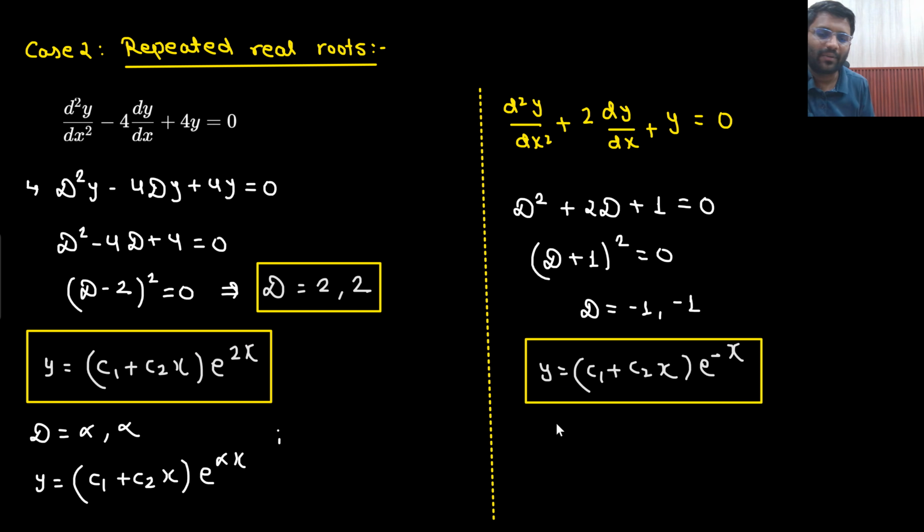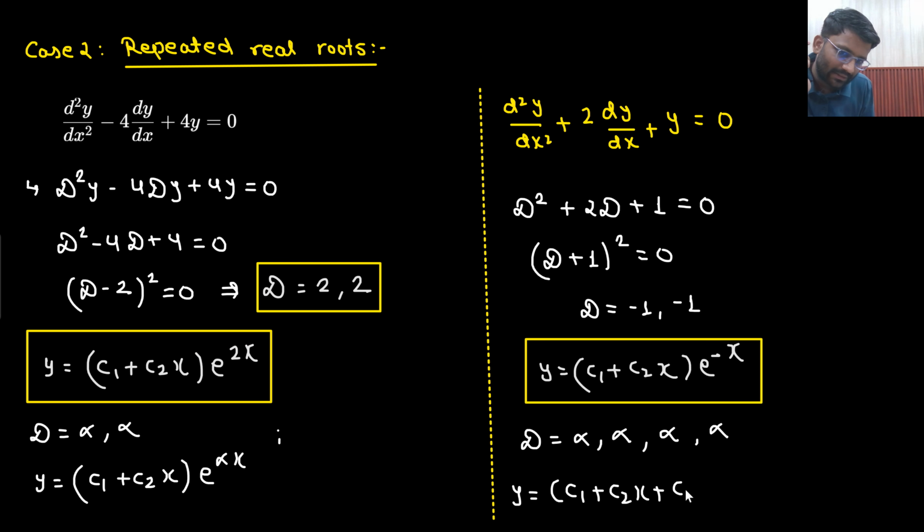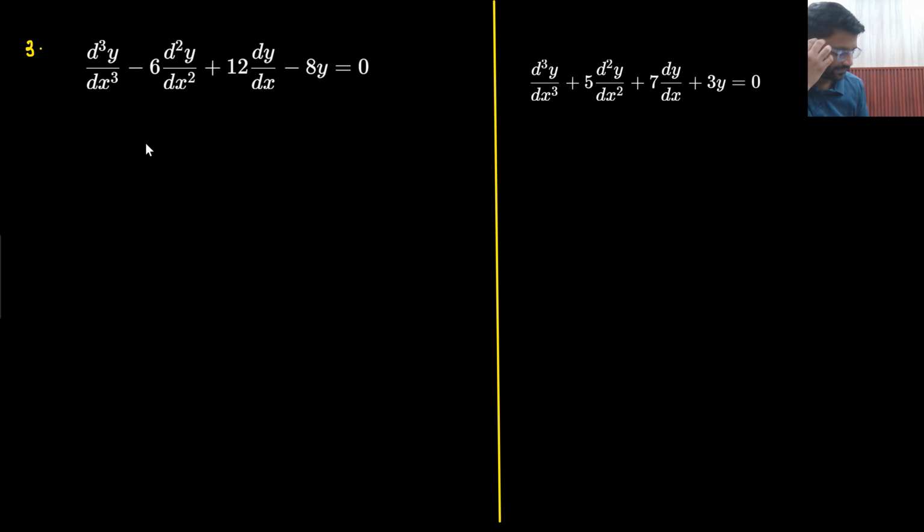Understandable? So here I am writing, here only two roots were there, but what if three roots were there? Or let's say four roots were there. Then the value of y would have been C1 plus C2x plus C3x square plus C4x cube, e to the power alpha x. Understandable or not? Okay. Let's see the next equation.